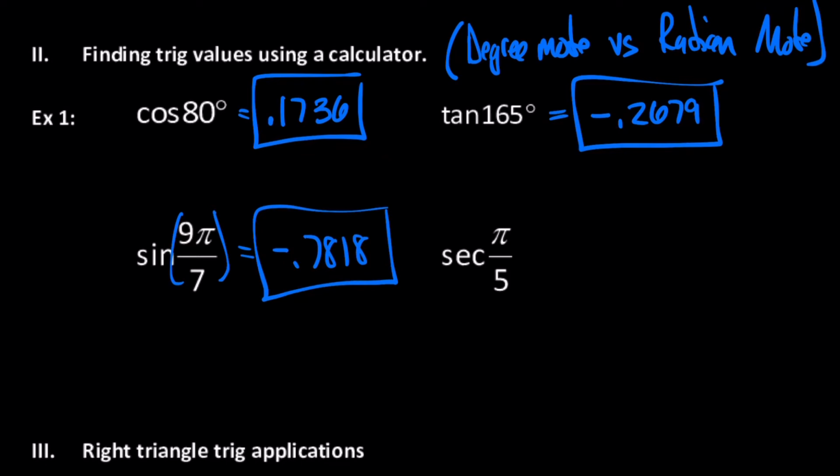Now this one, secant, here's the thing. We don't have a secant button on our calculator. So to evaluate secant of pi over 5, you have to remember your reciprocal functions. Secant is equal to 1 over cosine. So I'm not going to put secant in the calculator. I'm going to take 1 divided by cosine pi over 5. So number 1, I need to create a fraction for this, and number 2, I need to be in radian mode. So secant pi over 5 is the same as 1 over cosine pi over 5, which is 1.2361.